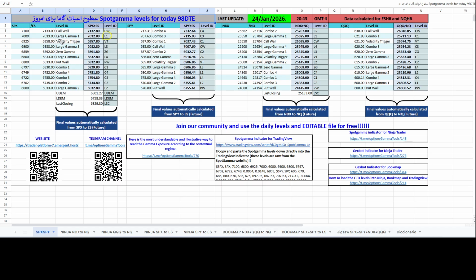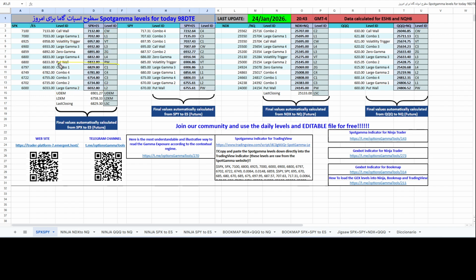The large gammas are the most important GEX exposure levels of the ladders. In this case, L1 has more gamma than L2, large gamma 2, and large gamma 2 has more gamma than large gamma 3. This is important because the price may react with more or less volatility in that zone.